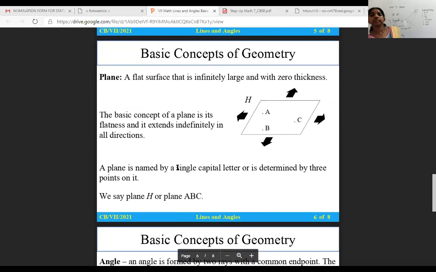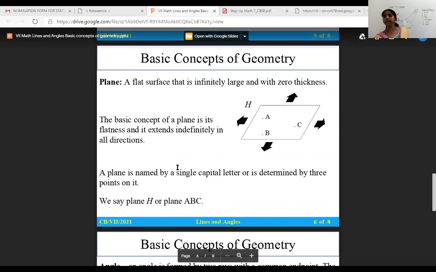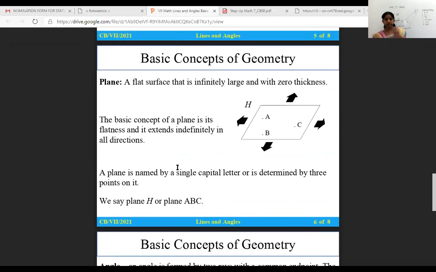Next concept is a plane. What is a plane? That place is very plain. So while speaking in geometry terms, we say that's a plane surface. What is that? That's a flat surface. It does not have any thickness. It is a flat surface.